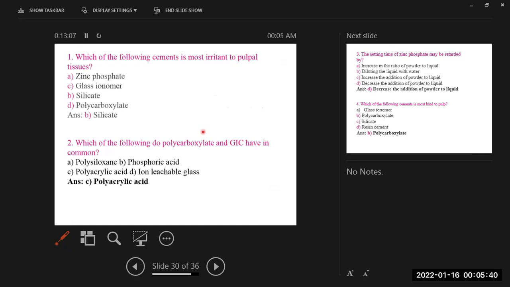Okay. So the first question is, which of the following cements is most irritant to the pulpy tissue? Okay. So it's always silicates. Whenever an option of silicate is given, you can blindly tell that it is silicates which are most irritant to the pulp. Okay. So which of the following do polycarboxylates and GICs have in common? The answer is polyacrylic acid.